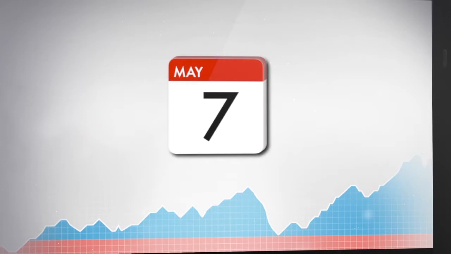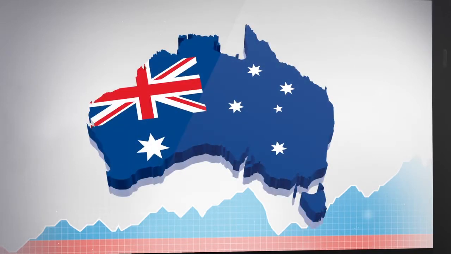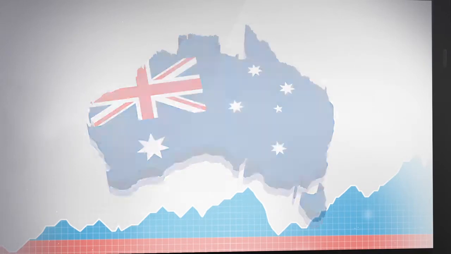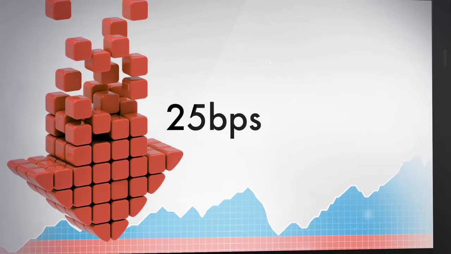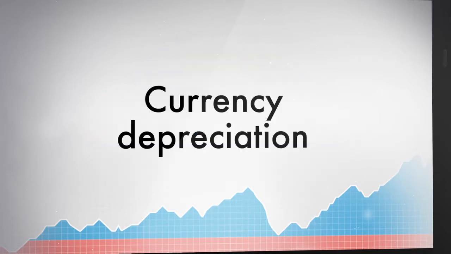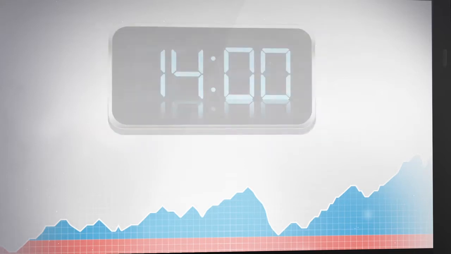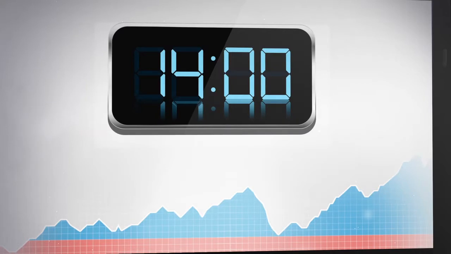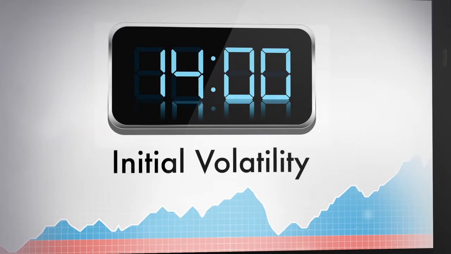For example, on May 7th, the Reserve Bank of Australia cut the benchmark interest rate by 25 BPS to a record low of 2.75% in order to bolster economic growth. Fundamentally, this event indicates depreciation in the Australian currency against other counterparts. After the news was released at 2 p.m. by the RBA, there was initially volatility in the currency as the market reacted to Australia's economic outlook and the currency value lowered.